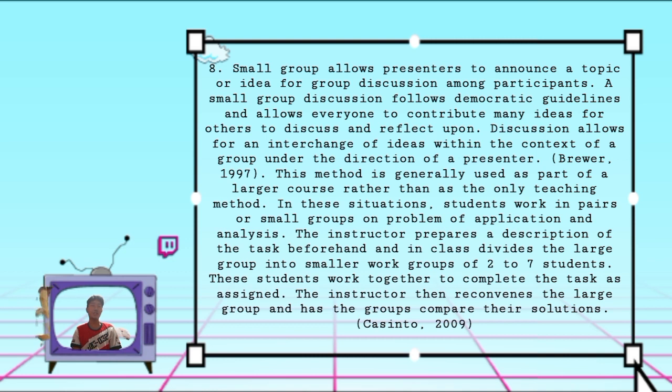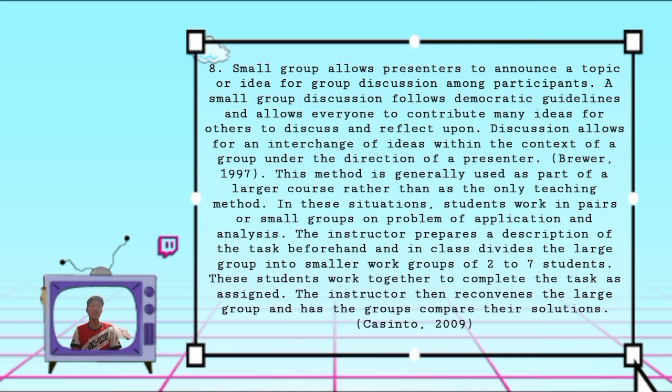The method is generally used as a part of a larger course rather than the only teaching method. In this situation, the students work in pairs or small groups on a problem application analysis. The instructor prepares a description of a task beforehand, divides the large group into small groups of 2 to 7 students each, and then recommends that the large group compare their solutions.